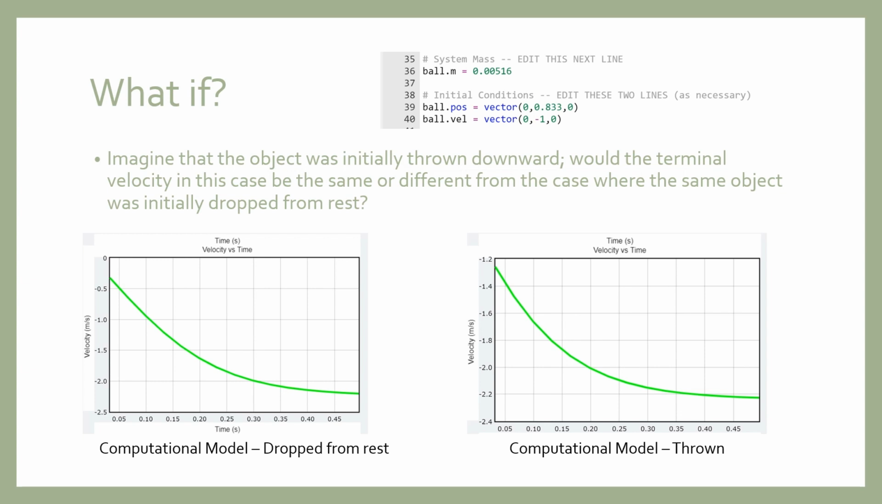For the graph of the object dropped from rest, the graph doesn't start flattening until 0.4 seconds. But for the object thrown, the graph starts flattening at 0.3 seconds.